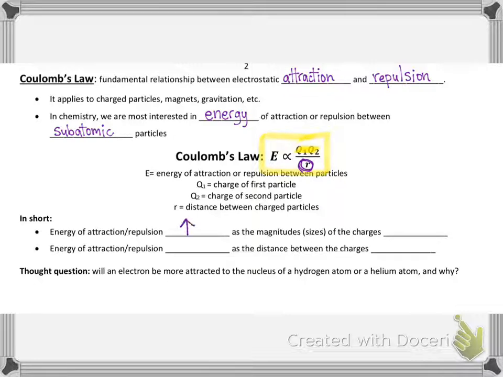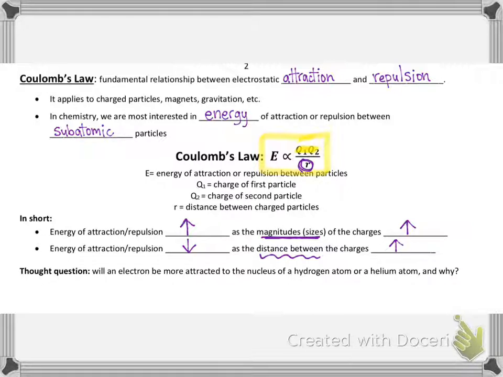It is going to get bigger as the magnitude of your charges gets bigger. If you have more positives, your negatives are going to be more attracted to it. If you have more positives, your positives are going to be more repulsed by it. Now, it is the opposite for distance. Even though positives and negatives are attracted to each other, as you increase the distance, their attraction decreases. So the farther apart they are, the less attracted they are.